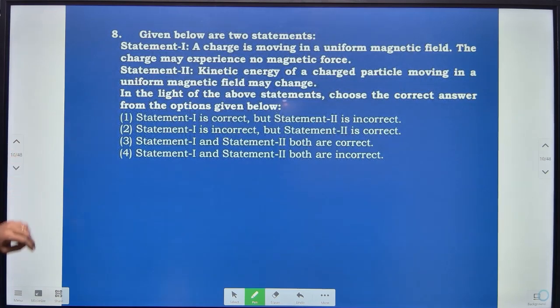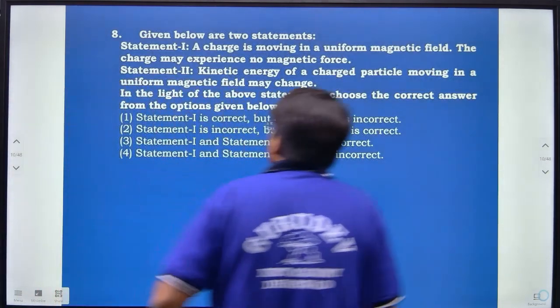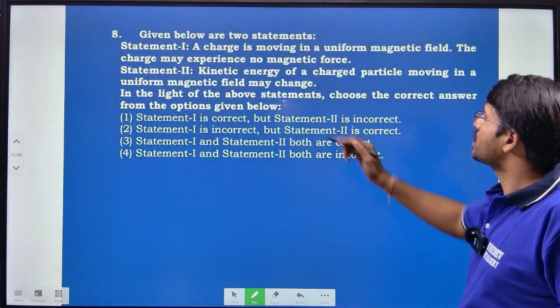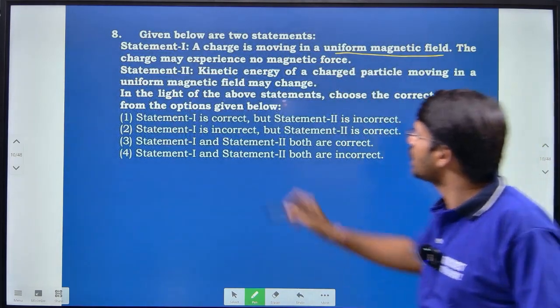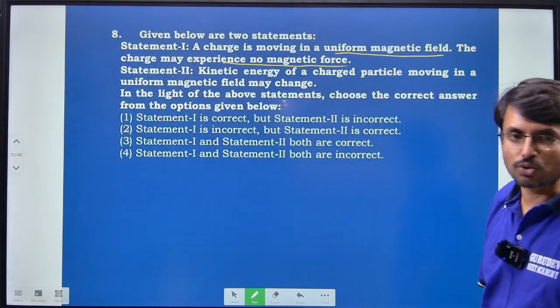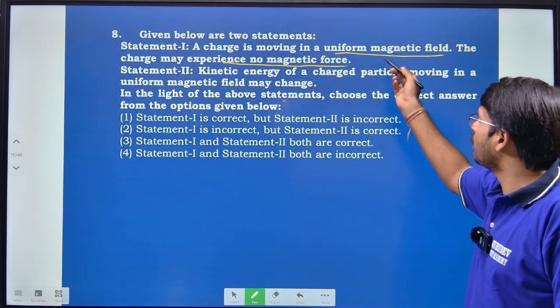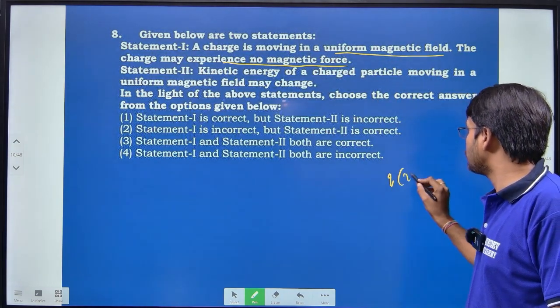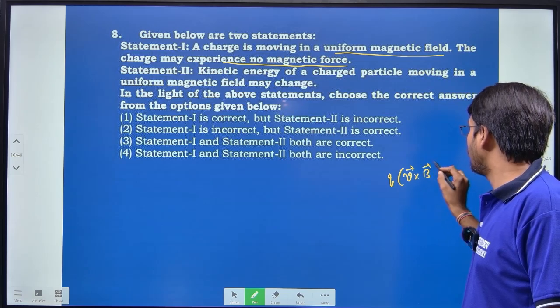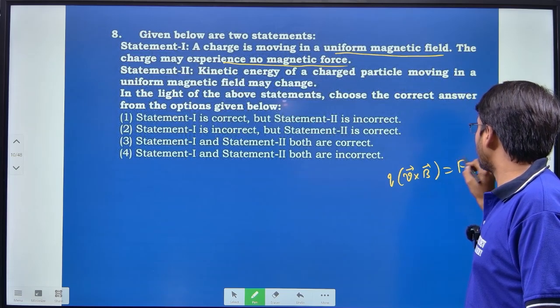Fine. Next, given below are the two statements. Look at the first statement: a charge is moving in a uniform magnetic field, charge may experience no magnetic force. We know the equation for the magnetic force. What is the equation for a magnetic force given by? That is Q times V cross B, that we take as the magnetic force.